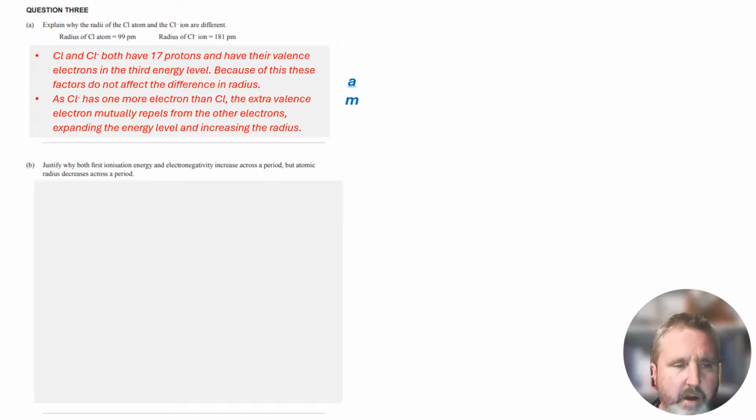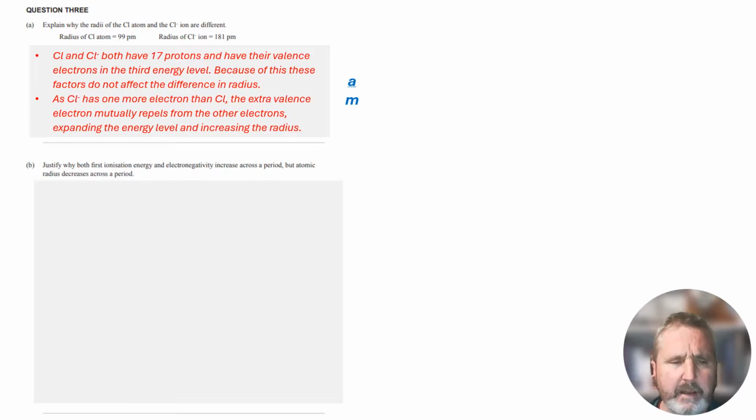Okay, so justify why both the first ionization energy and electronegativity increase across the period, but atomic radius decreases across the period. Again here, the thing that isn't going to affect across a period is going to be the energy levels, because a period all have the same energy level. So they're going to have the same amount of shielding. I'll put that at the end.